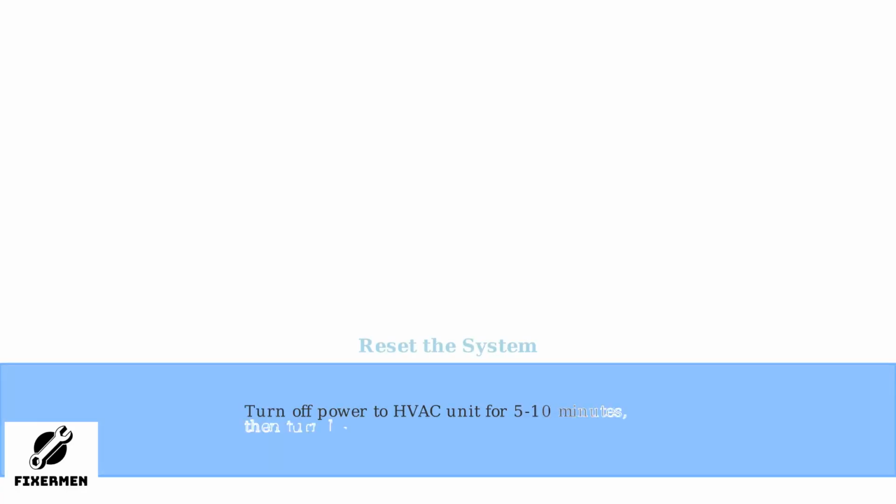Before calling a technician for the H3 error, start with these basic troubleshooting steps. First, reset your HVAC system to clear any temporary glitches. Turn off the power to your unit completely for 5 to 10 minutes, then turn it back on. This allows the system to reset its internal controls and may resolve the error.